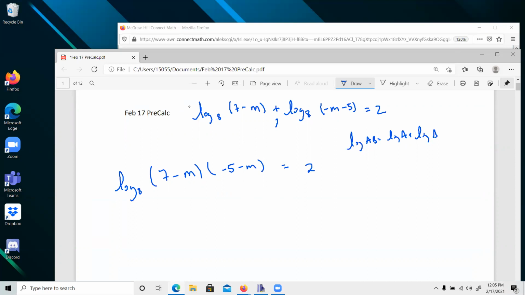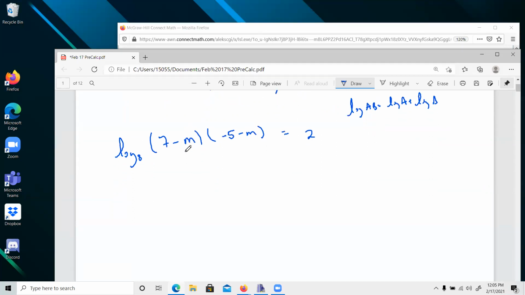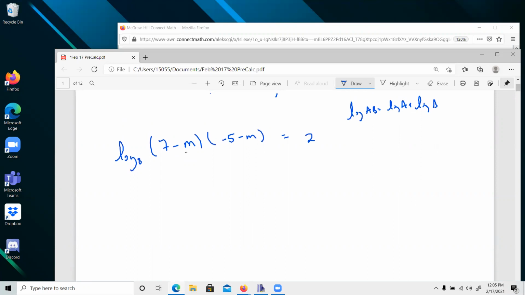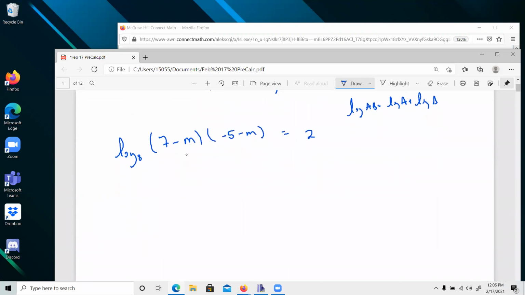All right, so what I'm going to do next is multiply these together. There are a couple of things we could do at this point, though. It wouldn't be wrong to factor a -1 out of this and a -1 out of that and work it that way. That's probably the best way to go. So we have log base 8, with a -1 that changes the sign, so I have an m, and 7 changes to a negative. Let's pull out another -1 here, and we'll make this an m plus 5.